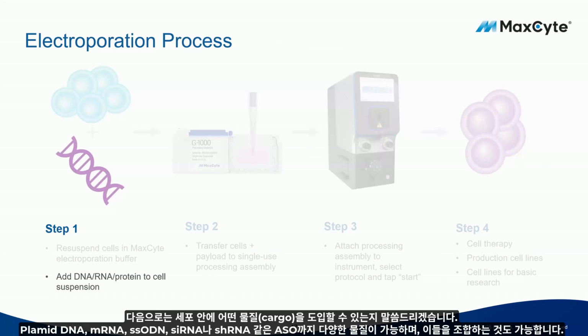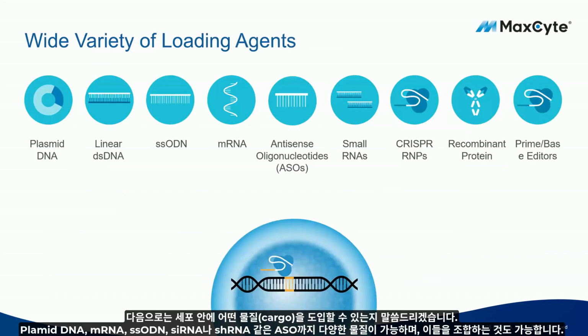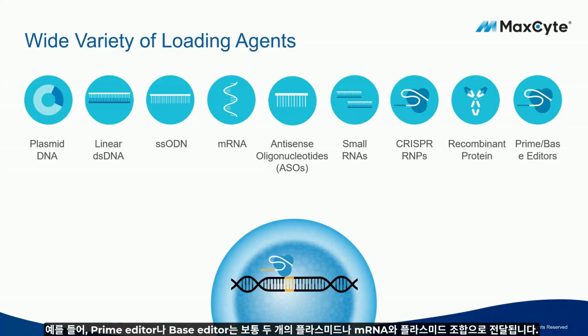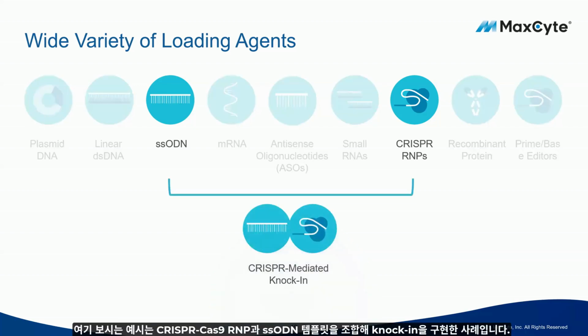And so the next part that you might be interested in is what kind of cargo you can load into the cells. On this next slide, we have a wide variety of cargo, including plasmid DNA, mRNA, ssODNs, ASOs like siRNA or shRNA, as well as combinations of these. For example, prime and base editors are usually delivered as 2 plasmids or an mRNA and a plasmid. We also have an example here of CRISPR-mediated knock-in using CRISPR-Cas9 ribonucleoprotein combined with an ssODN knock-in template.